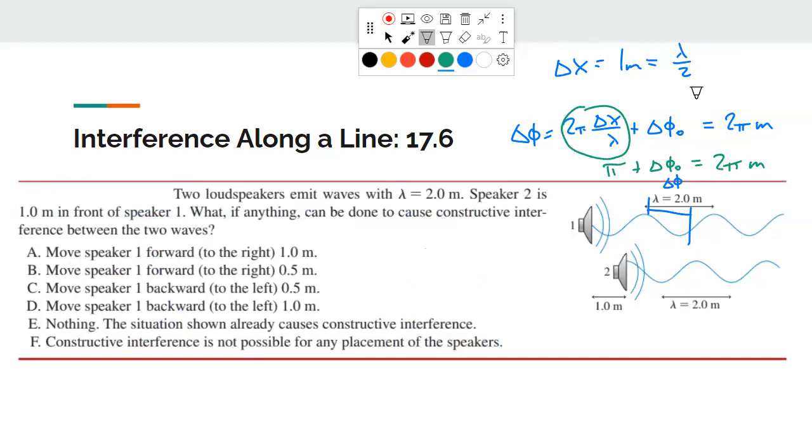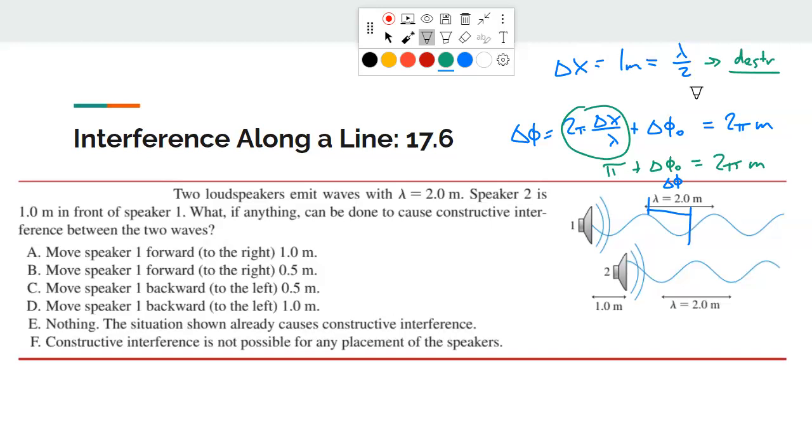And the way that they set up this problem, they don't actually allow us to change delta phi naught, even though it looks like it in the picture, which is a little confusing. So actually all the options are just moving the speaker, so changing delta x. So you can see currently these are destructively interfering. If we don't move anything, the waves will be destructively interfering.